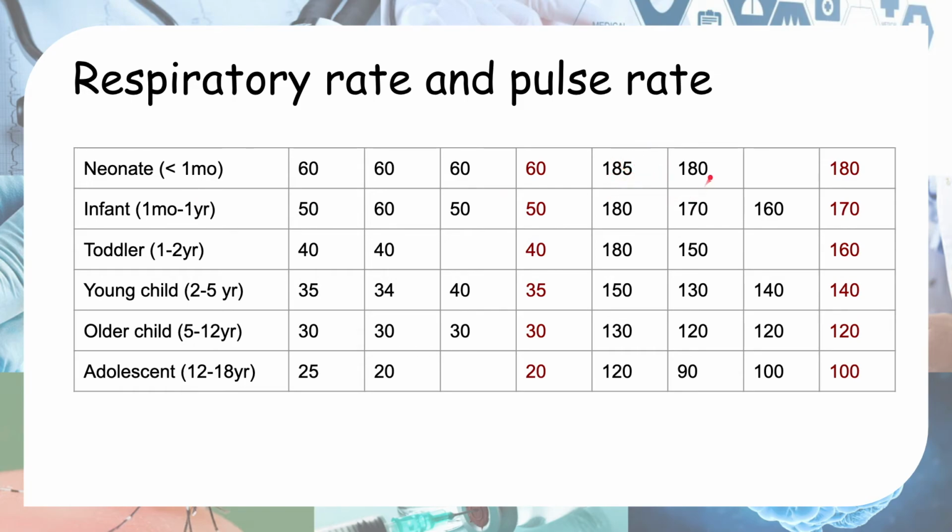The paper says 185. University of Iowa says 180. The textbook doesn't have data, so we take 180 from University of Iowa. That is easy to remember. 180. Then infants, so 180, 170, 160. We take the middle one, University of Iowa, so 170. Then toddler, you have 180 and 150. So we take somewhere in between, 160, and it's easy to remember, 876.